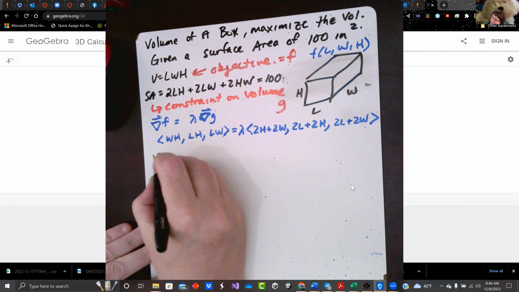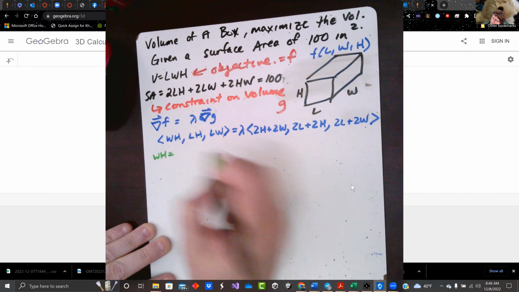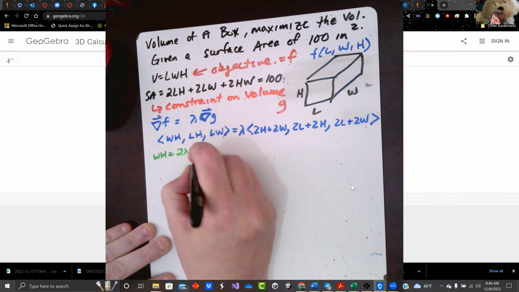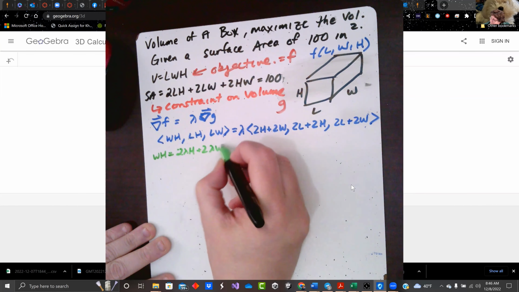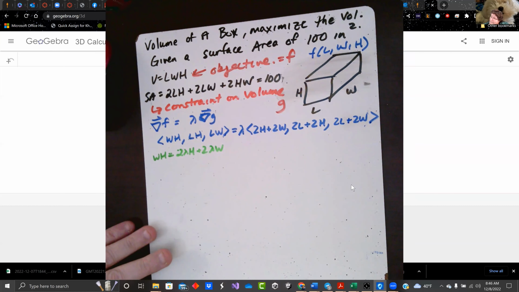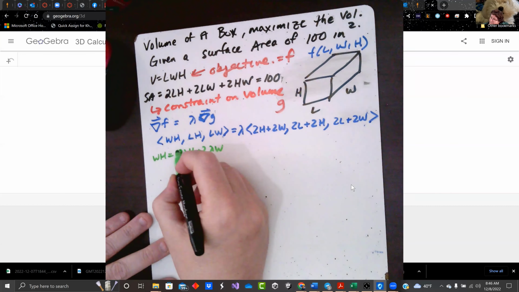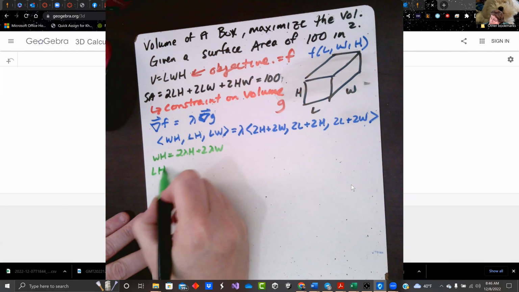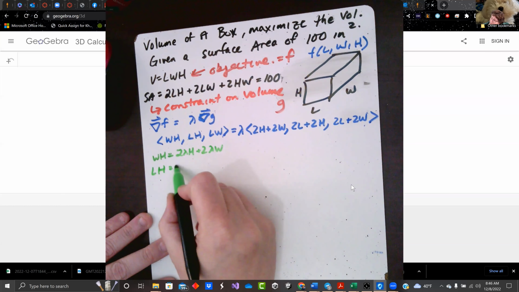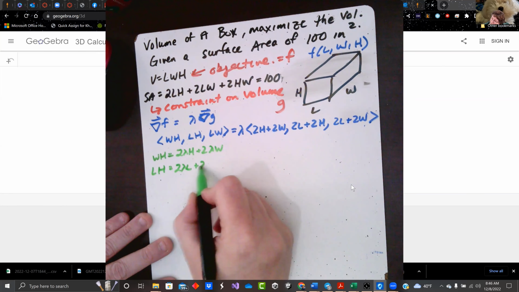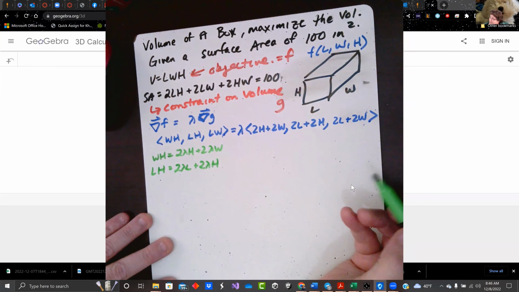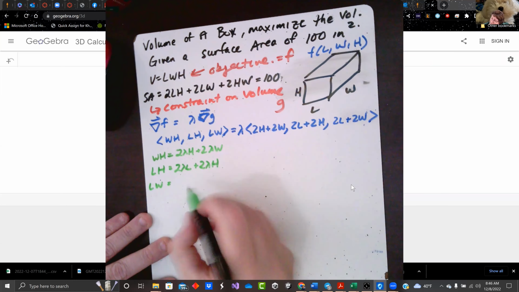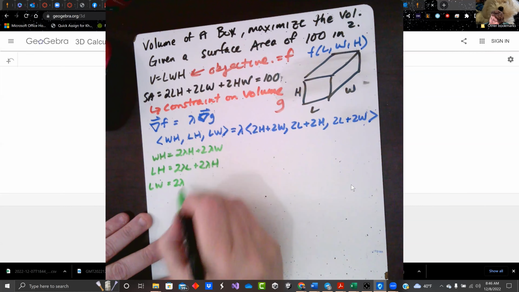So WH equals 2 lambda H plus 2 lambda W. And we do the next one: LH equals 2 lambda L plus 2 lambda H. And finally the last one: LW equals 2 lambda L plus 2 lambda W.